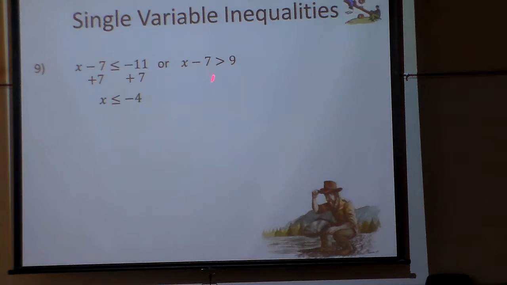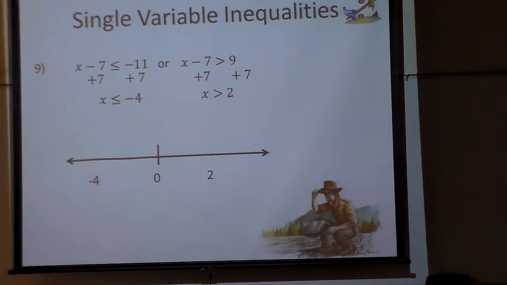And over here, I'm going to add 7 to each side. So x is greater than 2. So let's go to my number line. I have a -4 and a 2. Notice the -4 has got to be a closed circle. It's a dot. The 2 is going to be open. There is no bar.